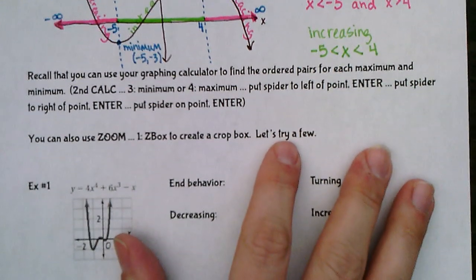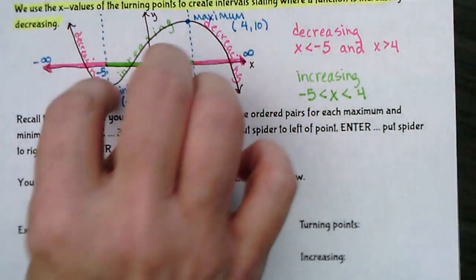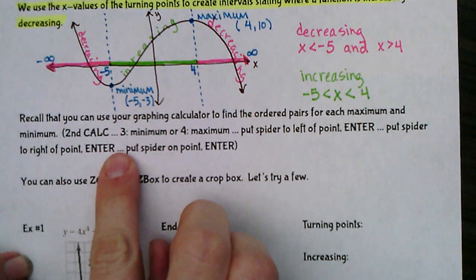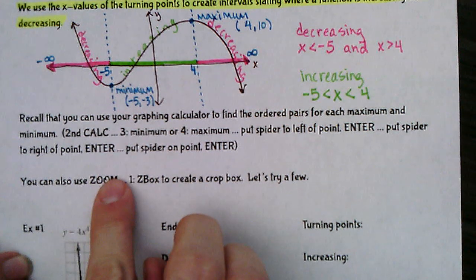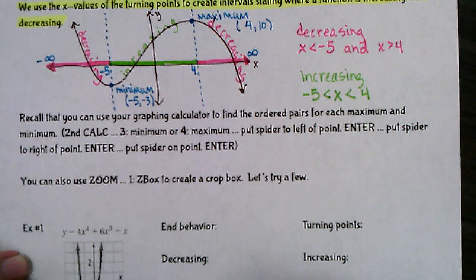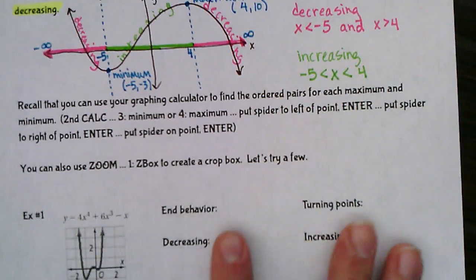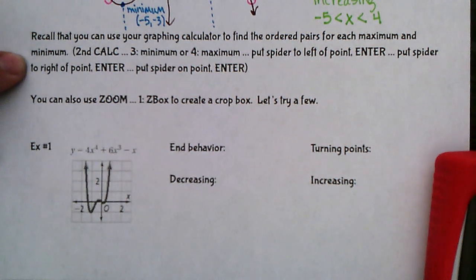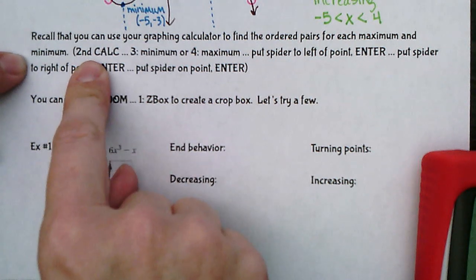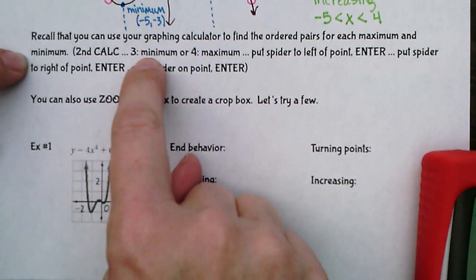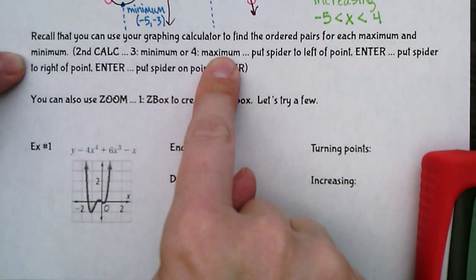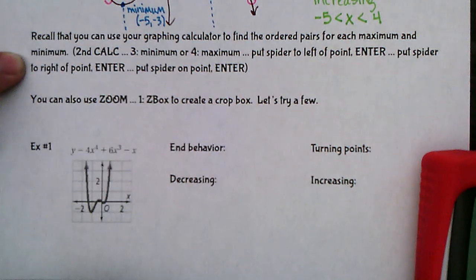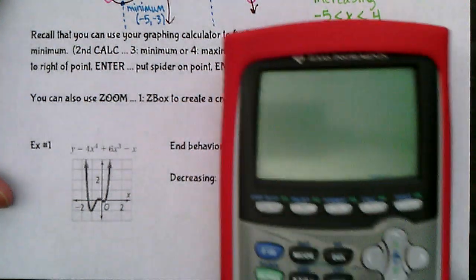Now we can also use our graphing calculator to find ordered pairs for maxes and mins. So we're going to combine what we just did with this graph with the idea of graphing an equation on our calculator and using the calculator to identify maxes and mins. So we will get this graphed. Here's just a reminder about how you find maxes and mins. We're going to be using the second calc menu, and then either number 3 to find a minimum or number 4 to find a maximum. Then we put our spider on the left, spider on the right, spider on the point, and that will give us our maxes and mins.